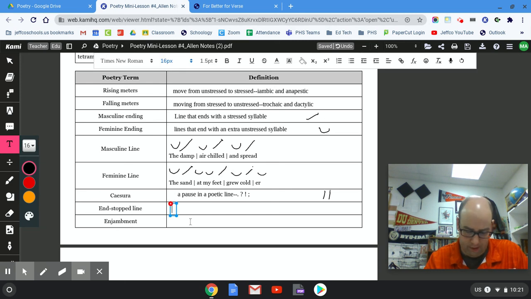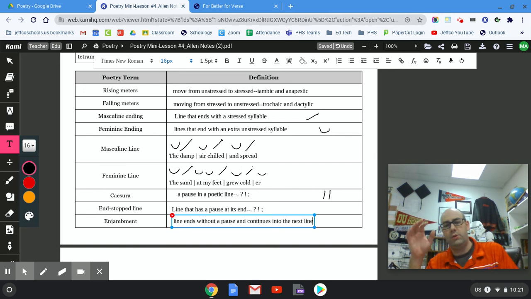An end-stopped line is a line that has a pause at its end. And just like we said with a caesura, it has a caesura at its end. So it has a period or a question mark or an exclamation point or a semicolon. The opposite of that is an enjambed line, where a line ends without a pause and continues into the next line.